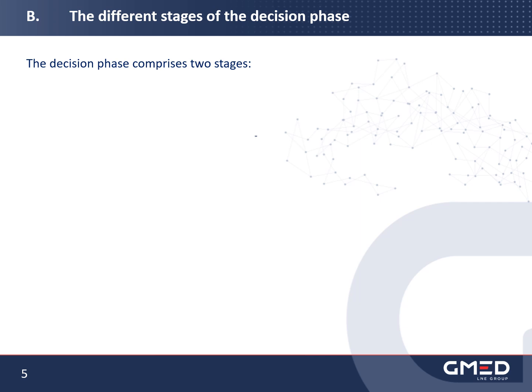There are 2 main stages in the decision phase, corresponding to the final exam and decision making. These 2 stages are complementary and essential to the decision making process. In this presentation, we'll take a closer look at each of them to better understand this decisive phase in the certification process.